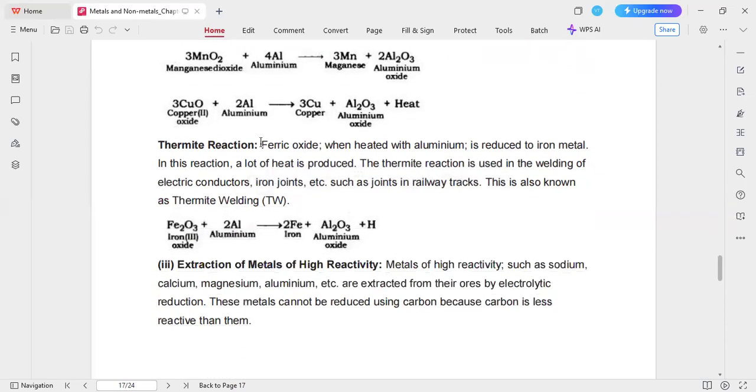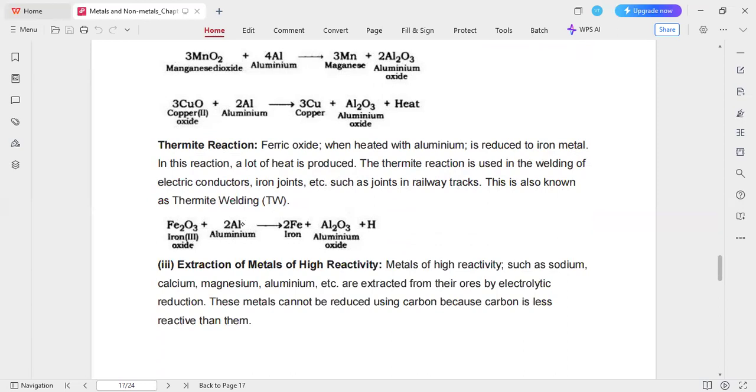Very important. Ferric oxide, when heated with aluminum, is reduced to iron metal. Yes or no? In this reaction, a lot of heat is produced. The thermite reaction is used in welding of electric conductors, iron joints, etc., such as joints in railway tracks. This is known as thermite welding. What happens then?